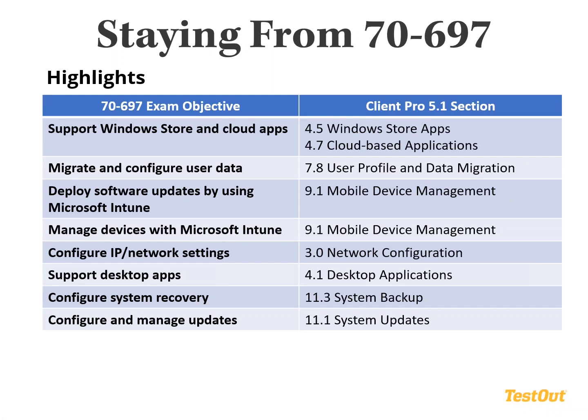So what's staying in the 697, from what was in 697 and 698, are the topics that are still covered in MD 100 and MD 101. You'll notice that the Windows Store and Cloud apps is staying. Migrating user data, Intune is pretty heavy with the mobile device management. IP networking and network settings is always important. And supporting desktop apps, and always recovery and managing updates are important from those 697 objectives. Those are the topics that will still continue to be carried forward into the new courses.